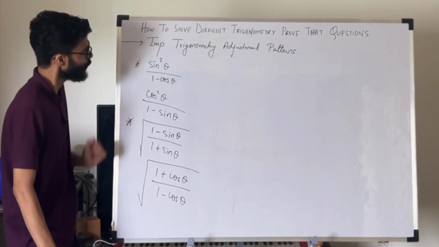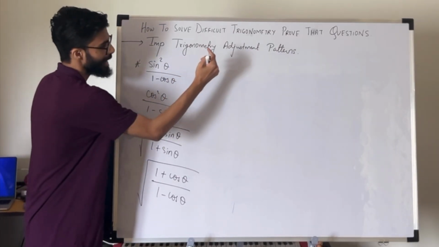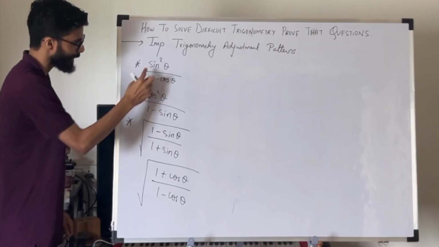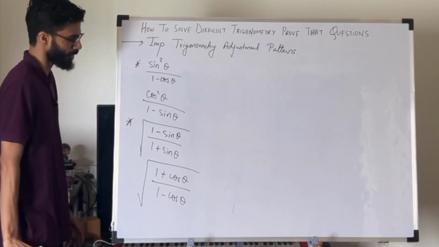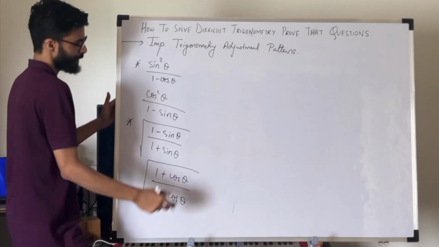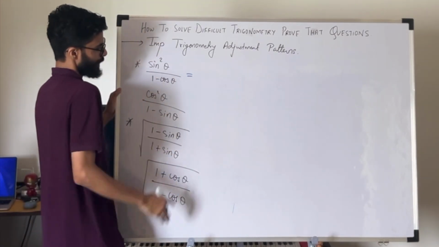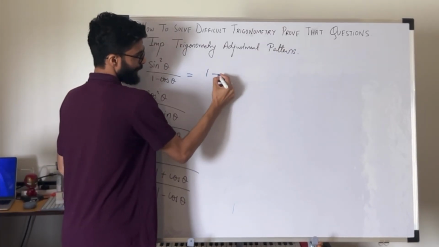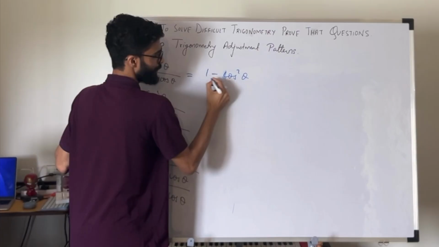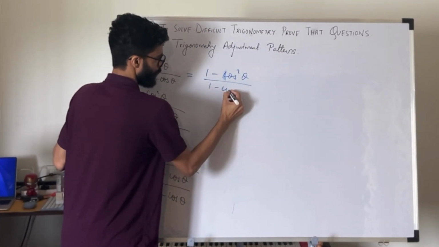Now trick number 4, important trigonometry adjustment patterns. Suppose you get this first pattern, sin square theta upon 1 minus cos theta, or cos square theta upon 1 minus sin theta. Look at this adjustment. Sin square theta can be written as 1 minus cos square theta upon 1 minus cos theta.